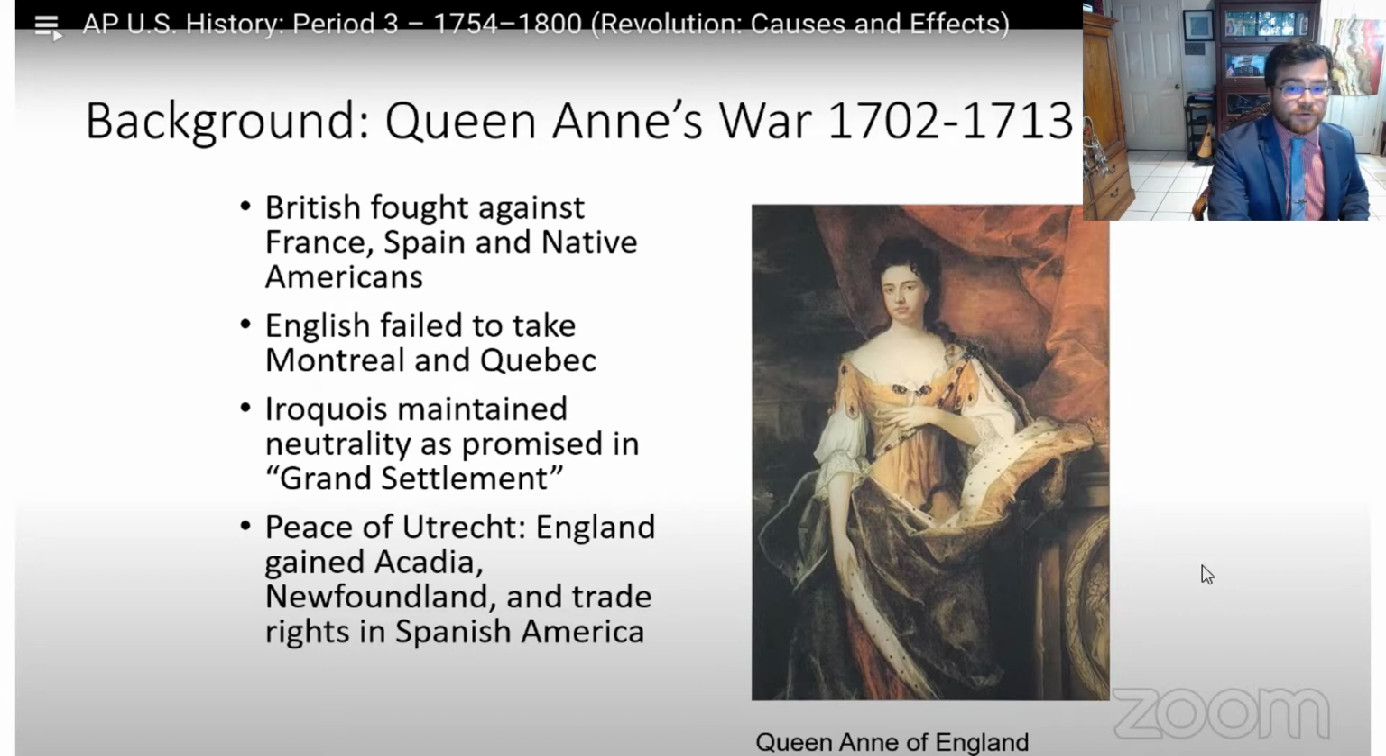This time the Iroquois are like, whoa, we don't want to get involved. Last time it ended bad for us. A lot of haters out there. We're just going to be neutral. Grand settlement: it ends with the Peace of Utrecht, and England gains Acadia, Newfoundland, and trading rights with Spain.